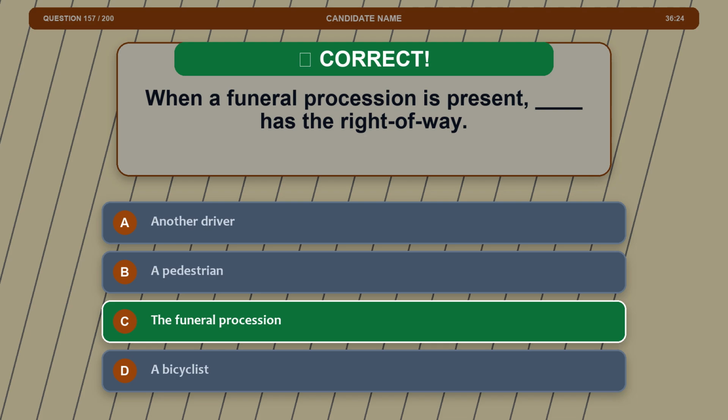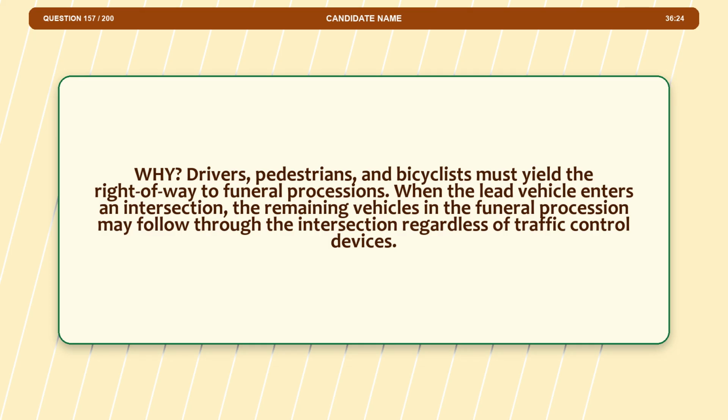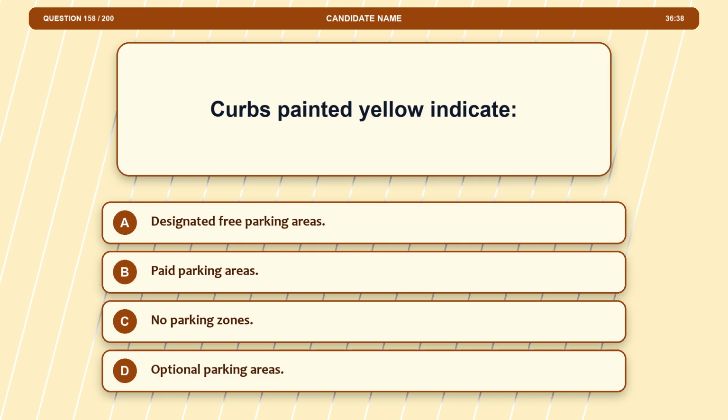The correct answer is option C, the funeral procession. Explanation. Drivers, pedestrians, and bicyclists must yield the right of way to funeral processions. When the lead vehicle enters an intersection, the remaining vehicles in the funeral procession may follow through the intersection regardless of traffic control devices. Question 158.